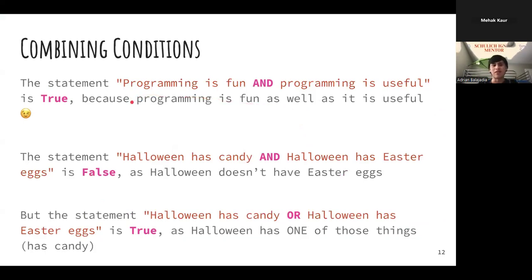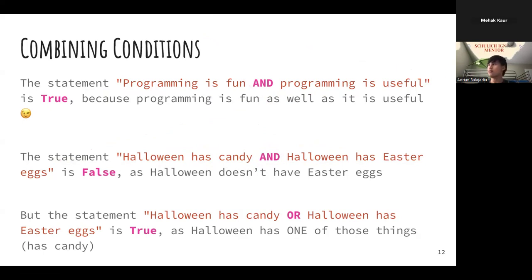So let's look at the first statement. The statement "programming is fun and programming is useful" is true, because both of the statements, programming is fun and programming is useful, are valid. But the statement "Halloween has candy and Halloween has Easter eggs" is false. Even though Halloween has candy would be true, by using and, it implies that Halloween has Easter eggs also has to be true.